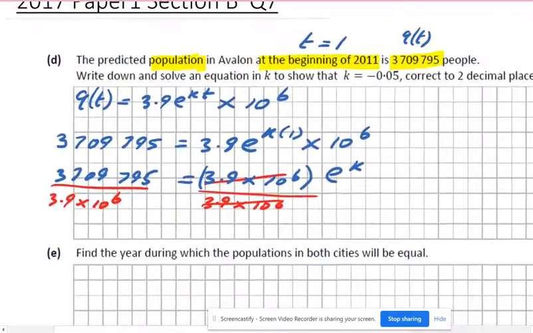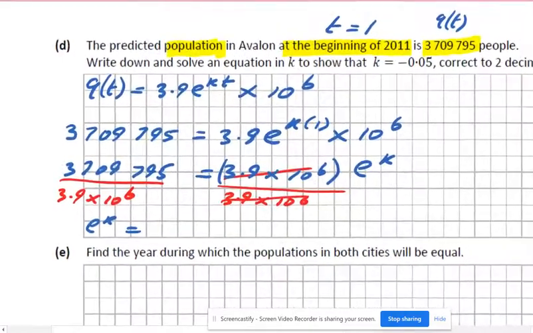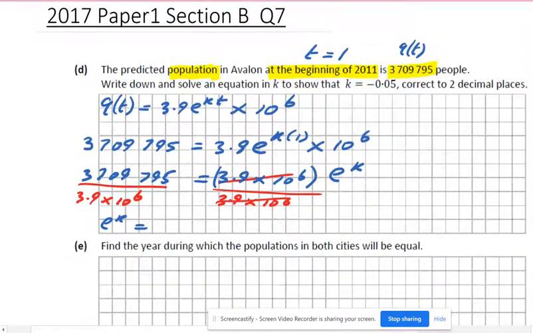So now what do we get for e to the power of k? So e to the power of k on the calculator, so let's just work that out. So if we type into a calculator 3,709,795, and you divide that by 3.9 by 10 to the power of 6, and you get 0.95122948 on the calculator.